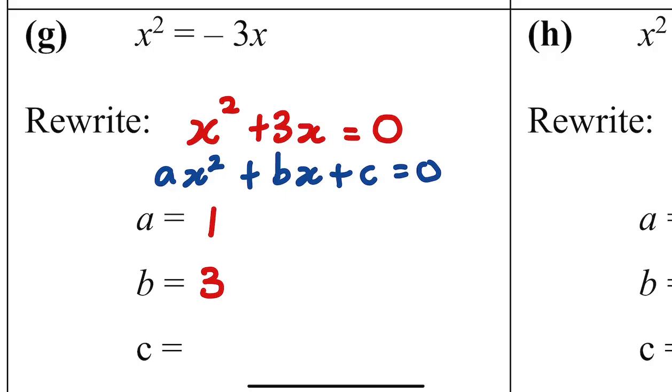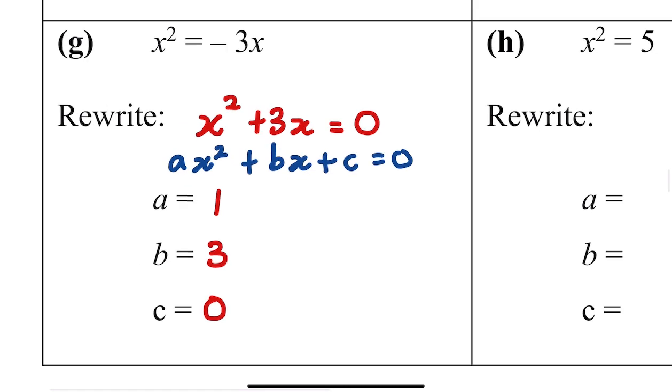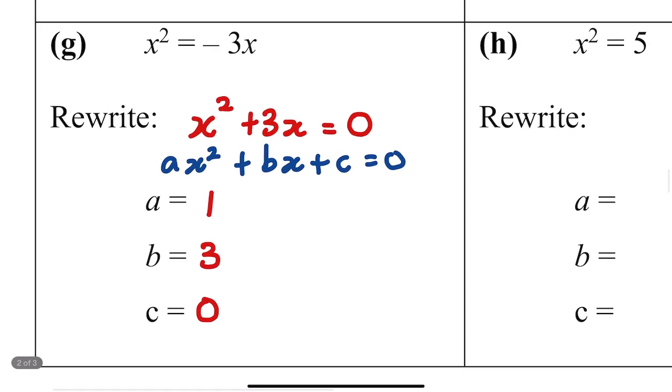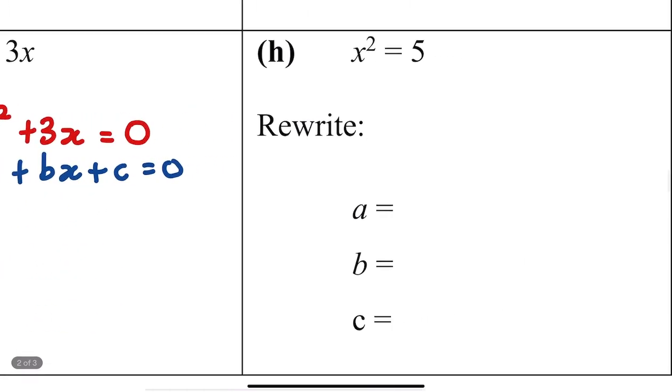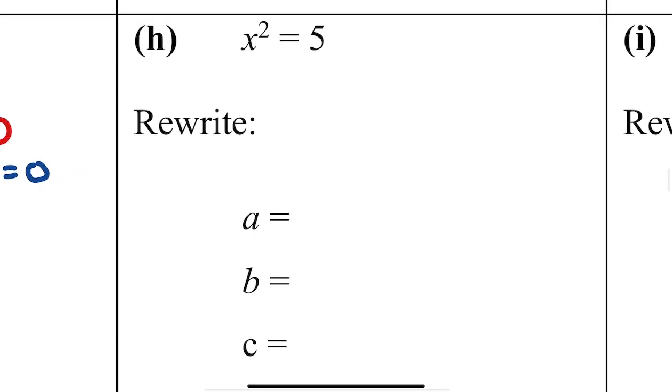And your c, in this equation here, there is no c here. So therefore, it means that your c here is equal to 0. And this is for part G. Part H is something similar. You can try by yourself first. First step, make the right side equals to 0.